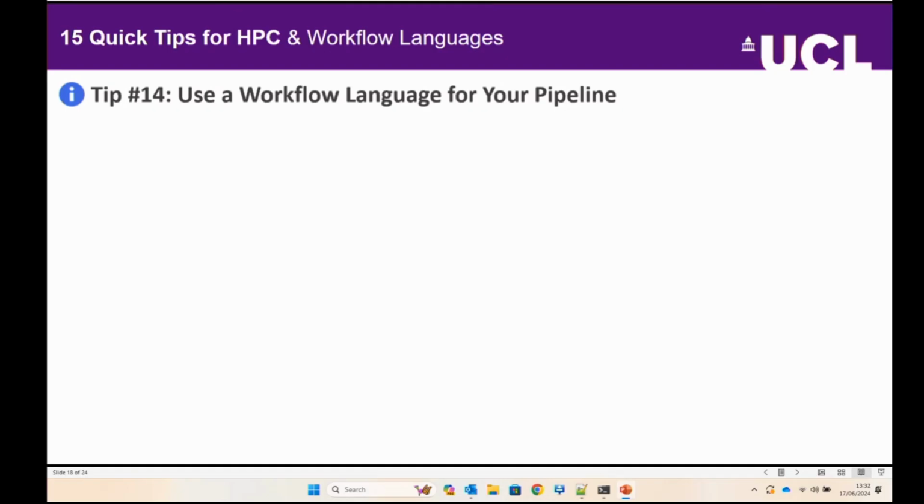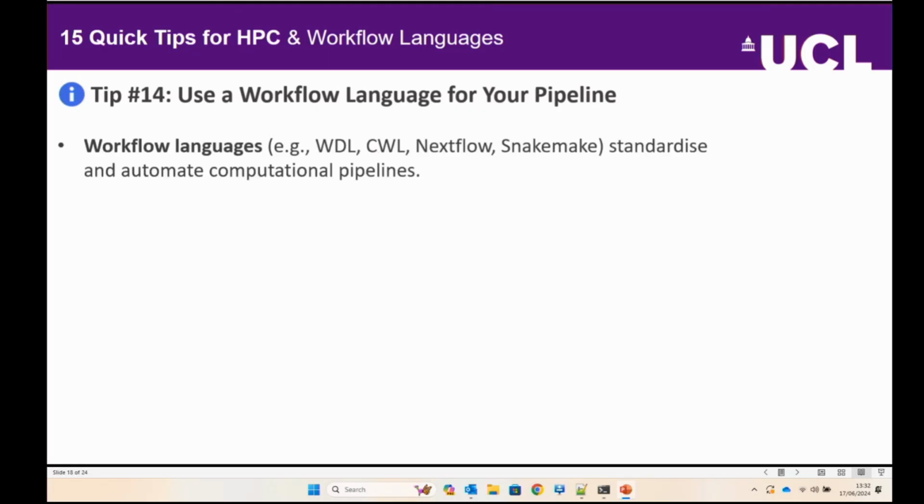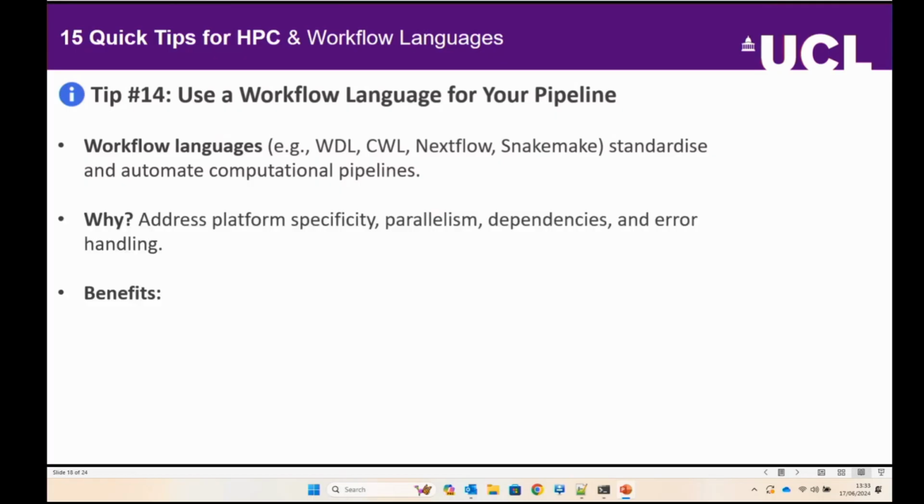Tip 14, use a workflow language for your pipeline. And this will be the subject of the second section of this presentation, which will be introductory. So workflow languages, some examples are WDL, Workflow Definition Language, CWL, which is Common Workflow Language, Nextflow, and SnakeMake. Although SnakeMake is used to build and define dependencies, I think WDL, CWL, and Nextflow are fully fledged workflow languages, and they allow you to standardize and automate computational pipelines.